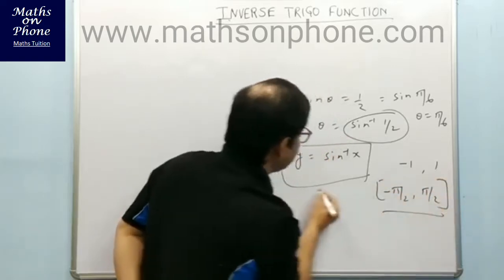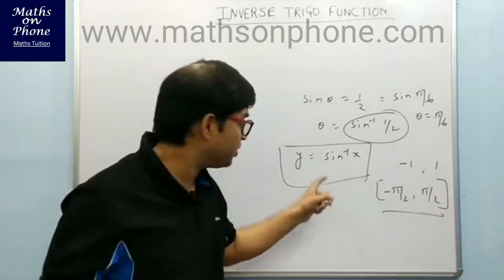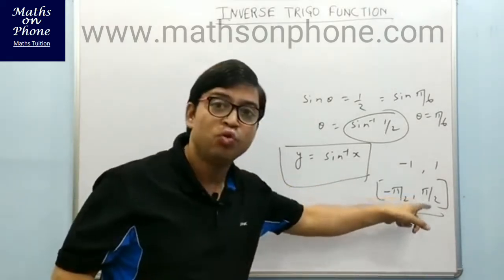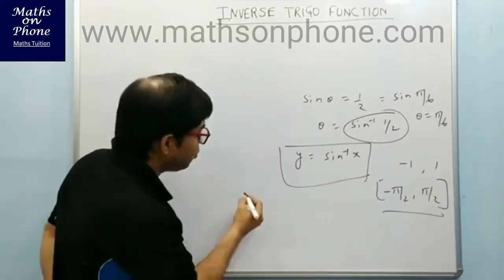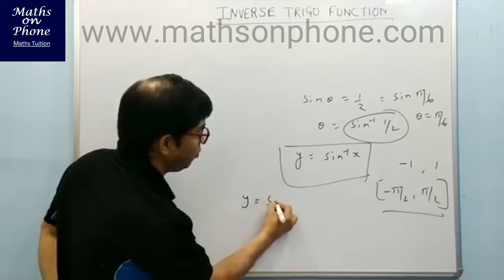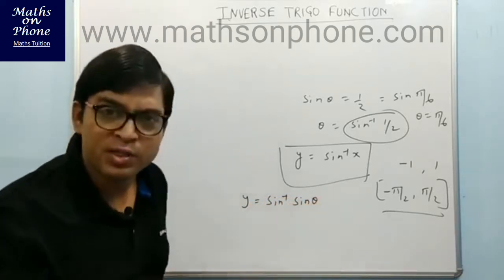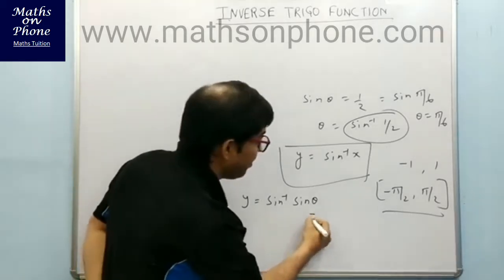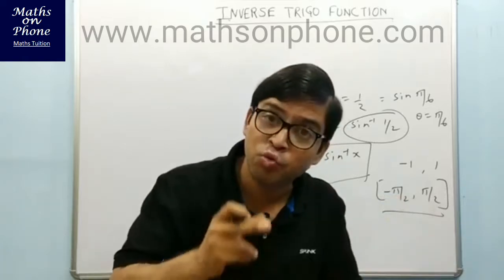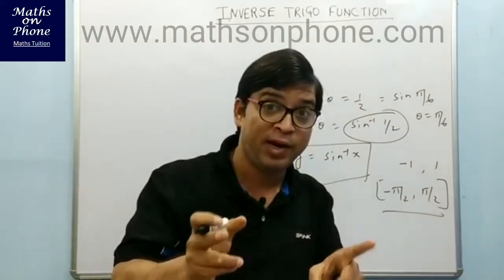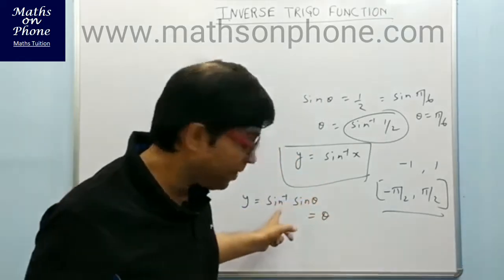So what is the range of this function? The output of this function is minus pi by 2 to pi by 2. What is the importance of that? You should notice, suppose we have y is equal to sine inverse sine theta. The value is obviously theta, only when theta is between minus pi by 2 to pi by 2. This is the first concept we are developing here. We will be developing so many concepts.